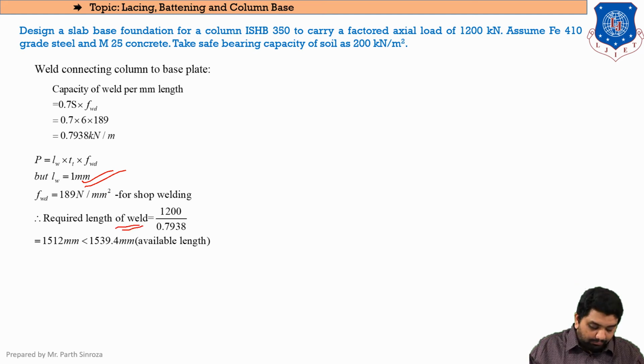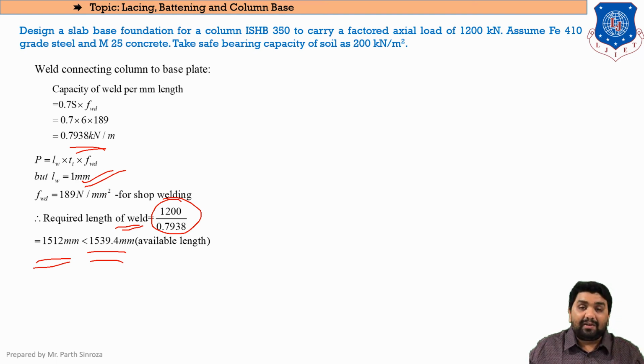So the required length of weld can be obtained from this equation: 1200 was our total load that is to be resisted, and the capacity of weld comes out to be 0.7938. So the required length of weld comes out to be 1512 mm. Clear? So this much length of weld is to be done, and we have done welding across the periphery. The periphery that we covered was 1539.4, which is greater than the required value, so our welding will be sufficient. Clear? So this is how we will design the welding of the connection between our column and the base plate.